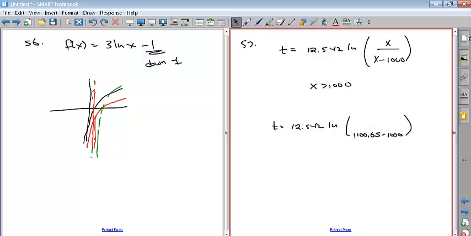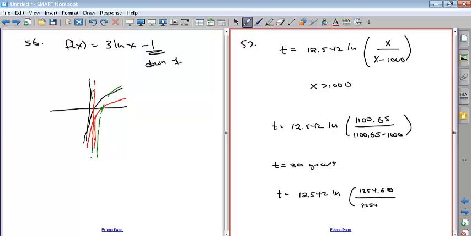Okay, so you plug those in, you get 30 years. Now if we do the same thing with the next value, you get 1254.68 divided by 1254.68 minus 1,000. Plug those in the calculator.